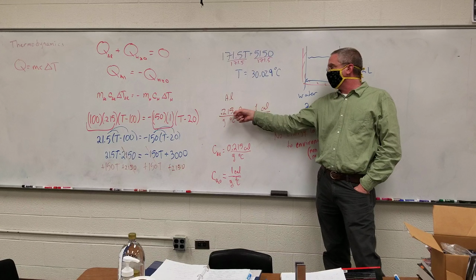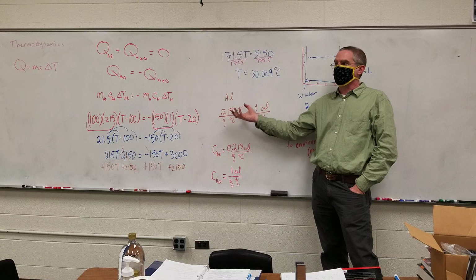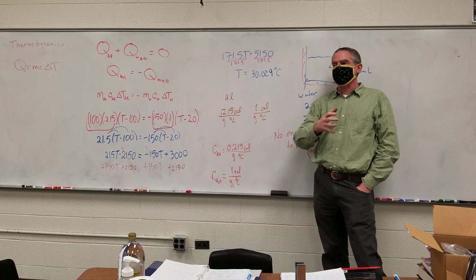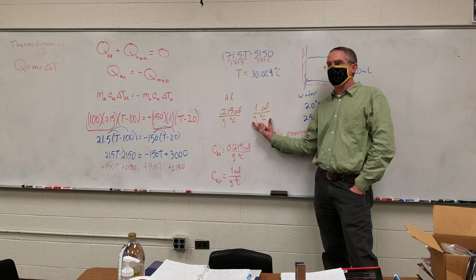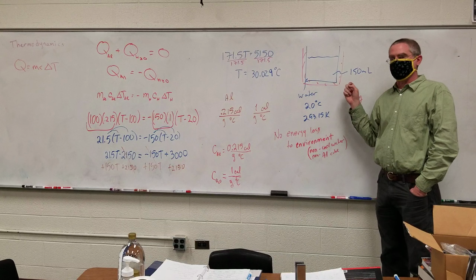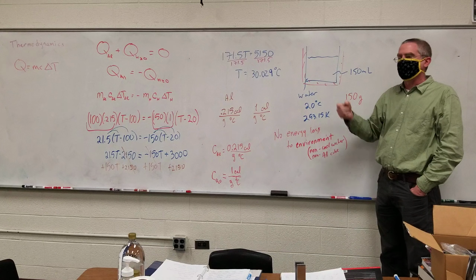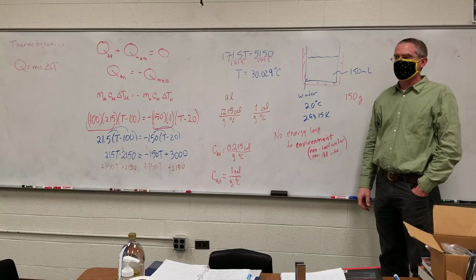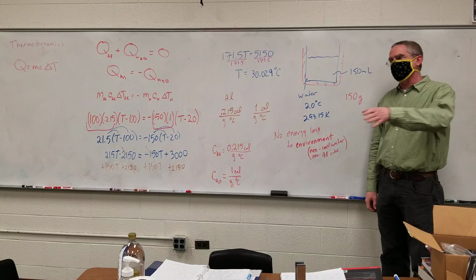Hewitt talks about the specific heat as sort of being thermal inertia. The bigger the number is, the harder it is to change. So I got my two numbers here. Water's got the bigger number, so water's not going to change as much. So is our answer closer to the original temperature of the water or the aluminum? Water. So that also makes sense. And so those are two very quick and dirty checks.